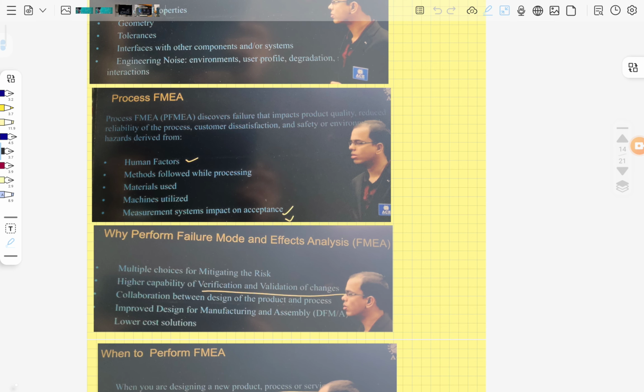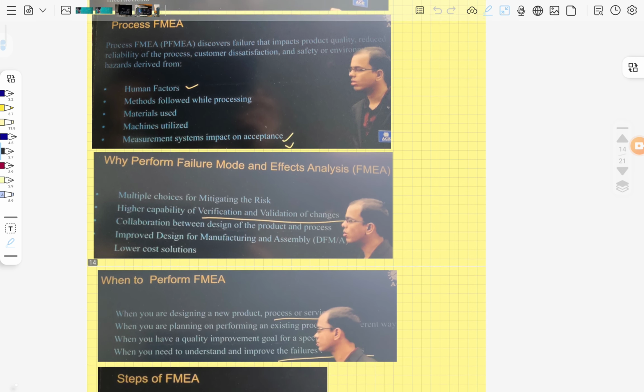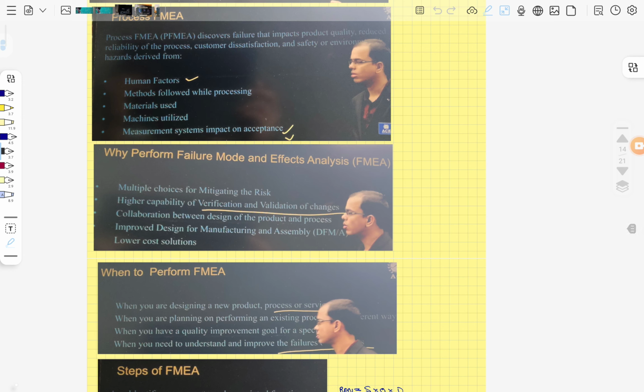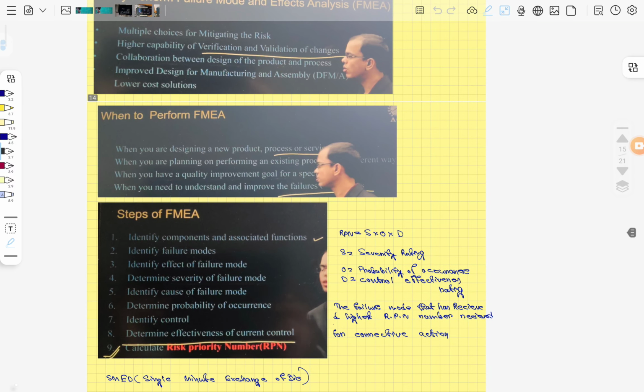Material utilization and material. So why perform the failure mode analysis, FMEA? Multiple risks, higher capability of verification, validation of changes, collaboration between the design and product process, and improved design, manufacturing, and lower cost solutions. So where are you in the new product process or service, when you are planning to perform on the existing process, what you have in quality improvement, when you need to understand the improvement and failures.